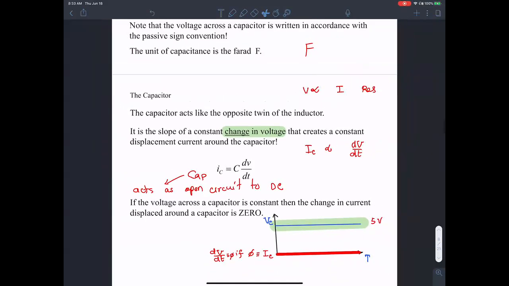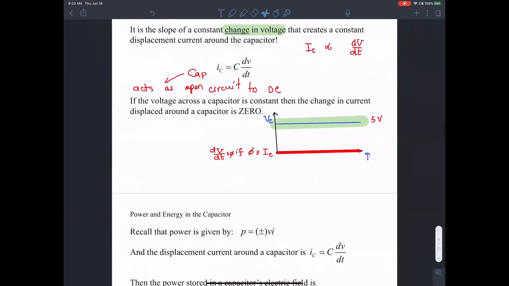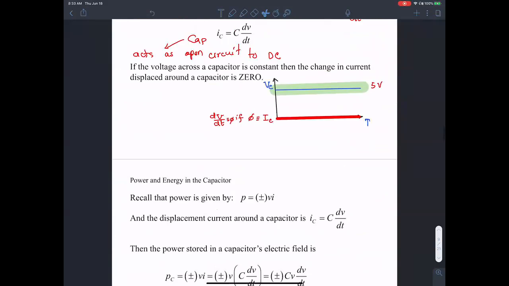Okay, so let me be the first person to tell you that if the voltage is constant around the terminals of a capacitance, its current is zero. Similarly, I'll give you another example. Let's say I'm trying to plot the voltage as a function of time. This is the voltage.